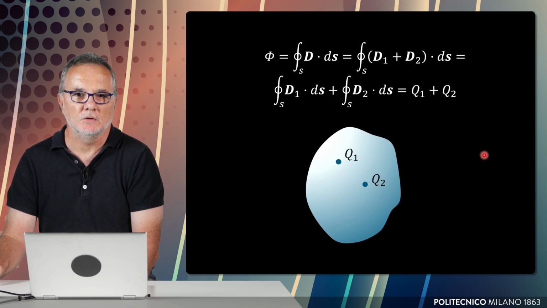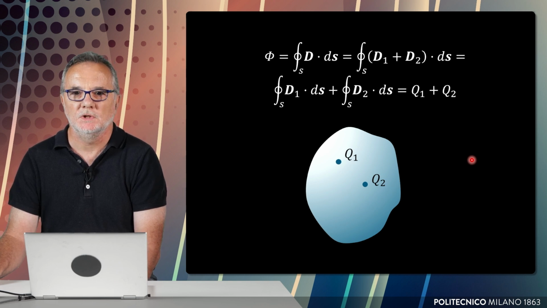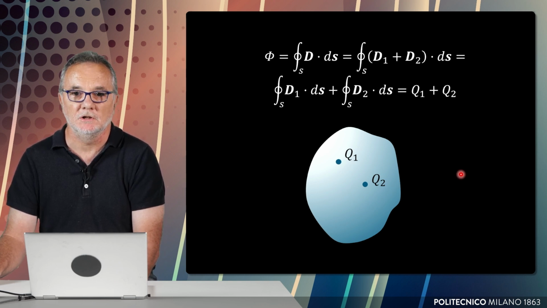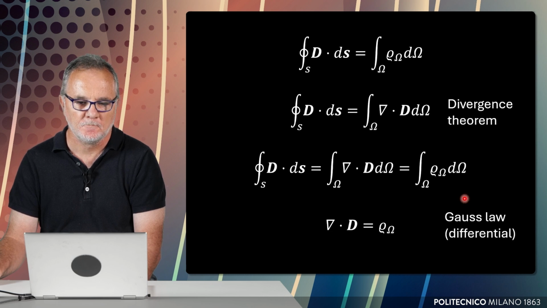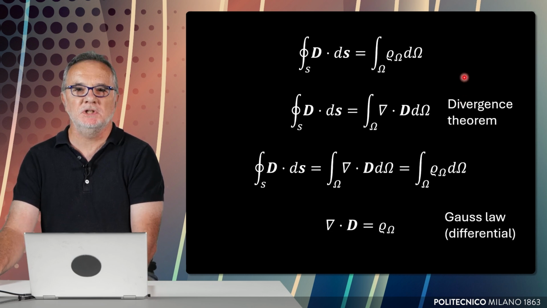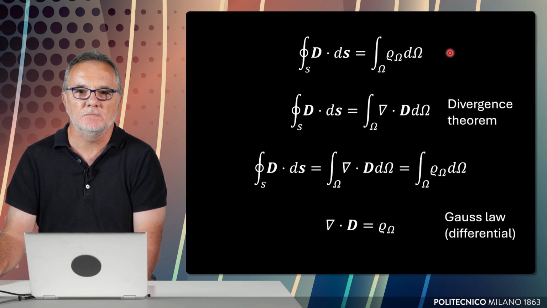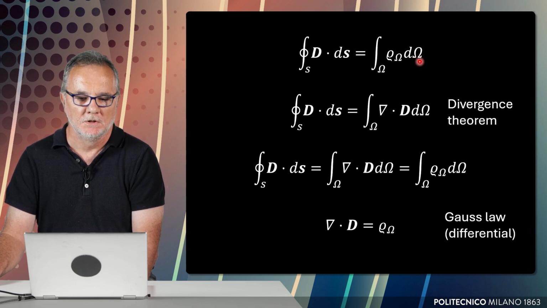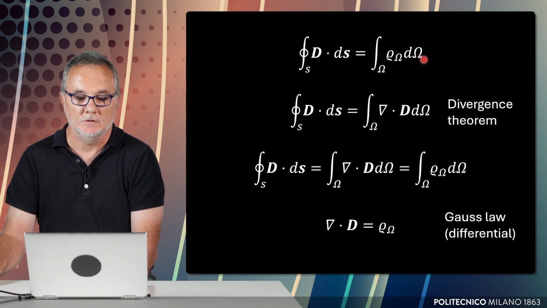If we have in the volume more than one charge, by the superposition of effects, the total flux of the total D field produced by the two charges equals the sum of the charges. Now, what is the total charge inside a given volume omega? It is simply the integral of the volume density rho omega over the whole of the volume, so that the total flux of D equals the integral of rho omega over the whole of the volume.